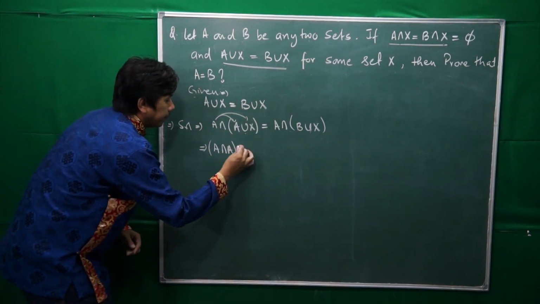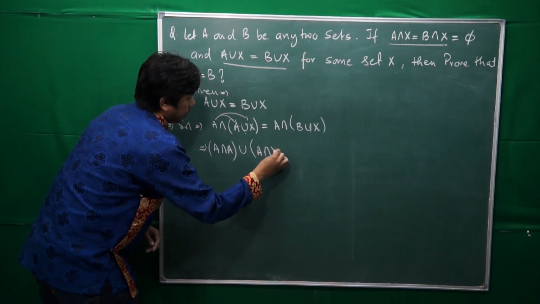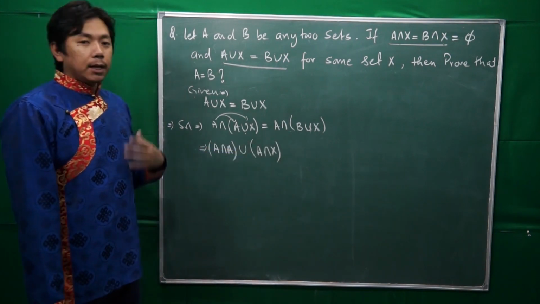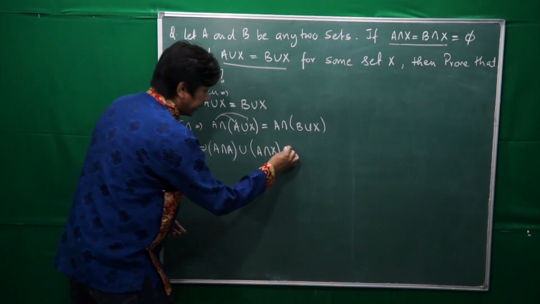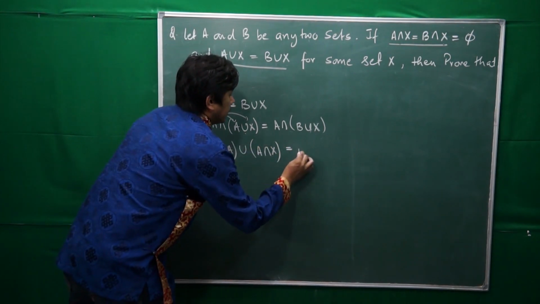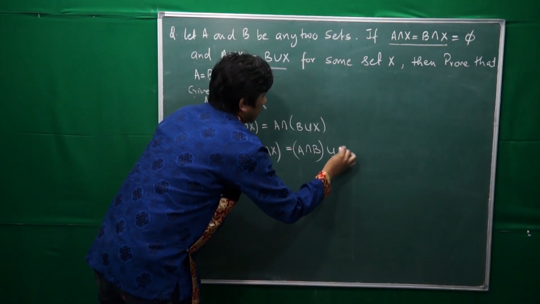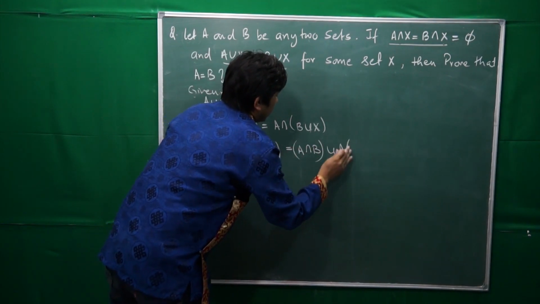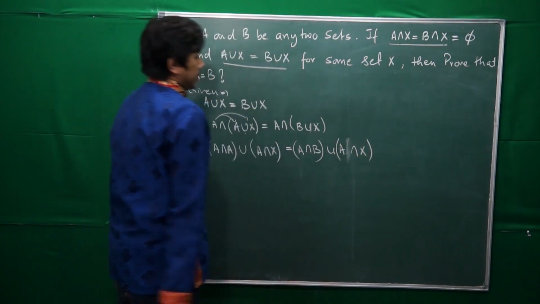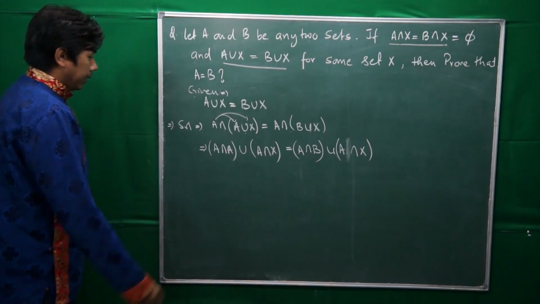What is in the center? It is union. What is A intersection X? Now, this intersection has been taken knowingly. We will later know why it has been taken. Similarly, A intersection B union with A intersection X. So this is going to be your first step.